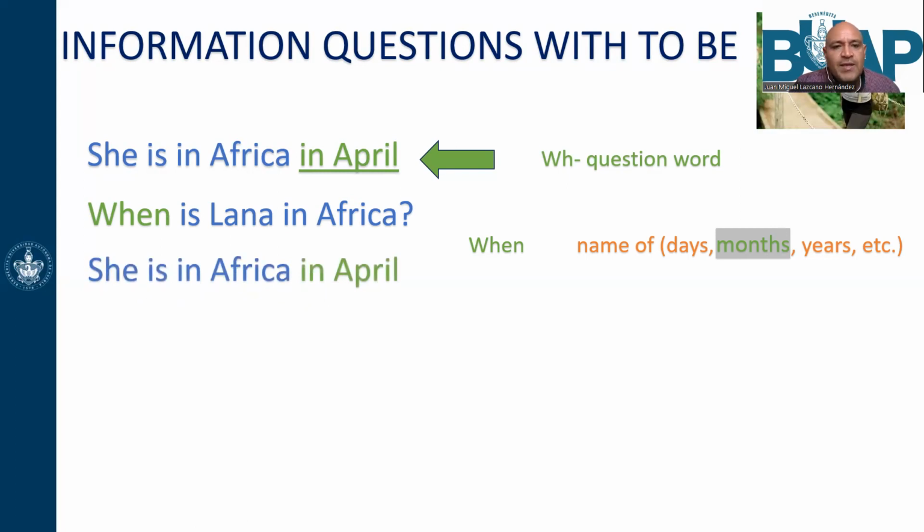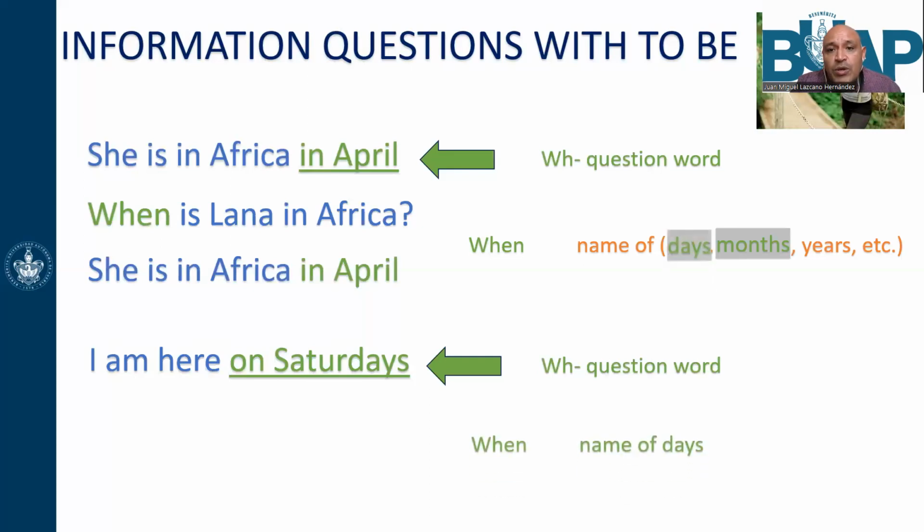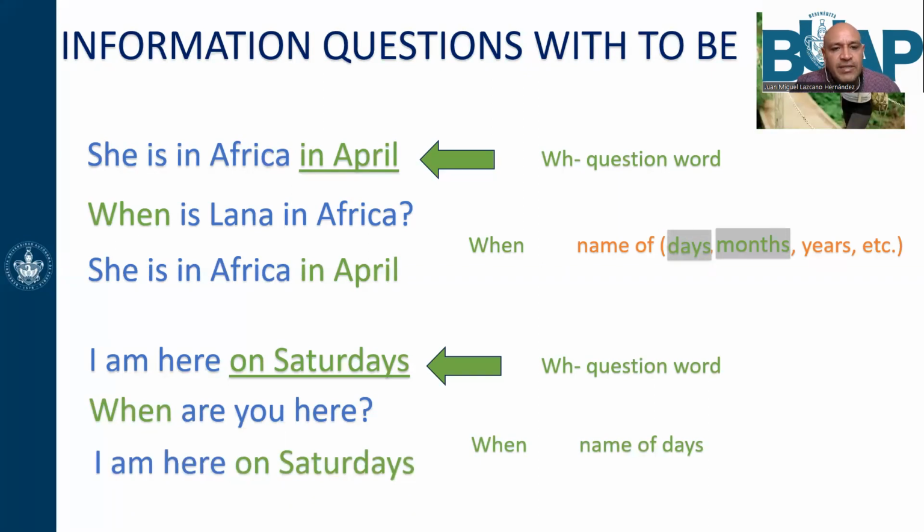All right? Okay, so let's look at the example with my information. I am here on Saturdays. So the information that we want to ask is on Saturdays, all right? Okay, which question word do we use for the days? As we mentioned, when is used when we talk about the name of the days. So that is the reason that we are going to use when in this question. So what is the question? When are you here? I am here on Saturday.